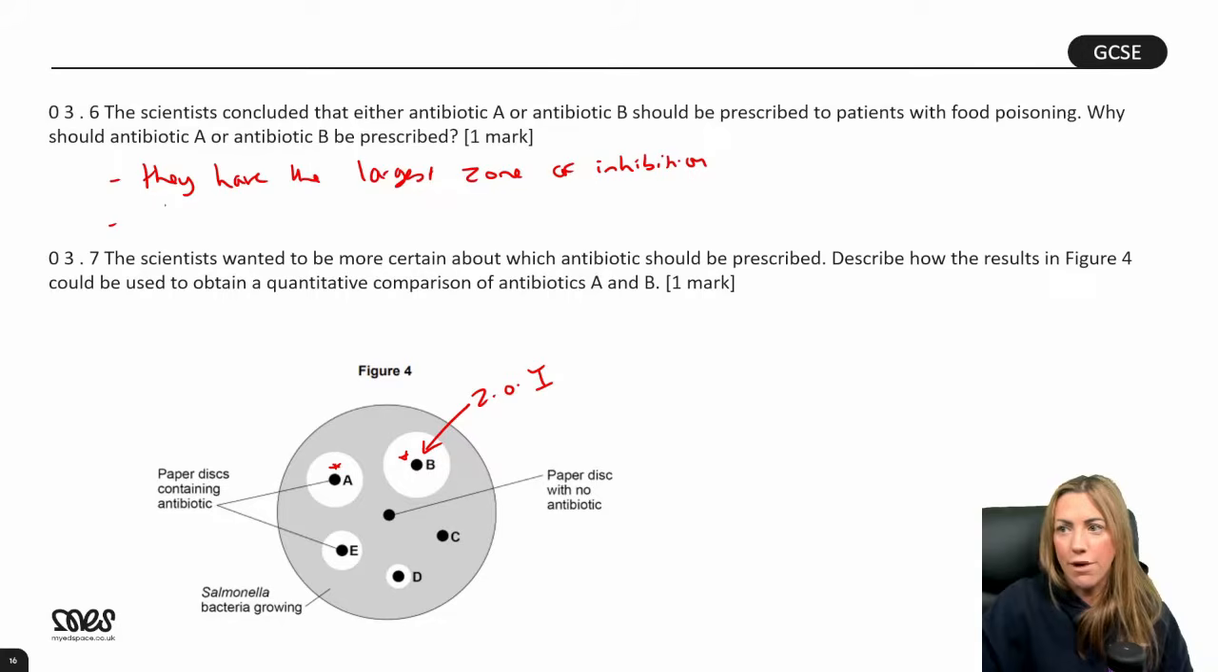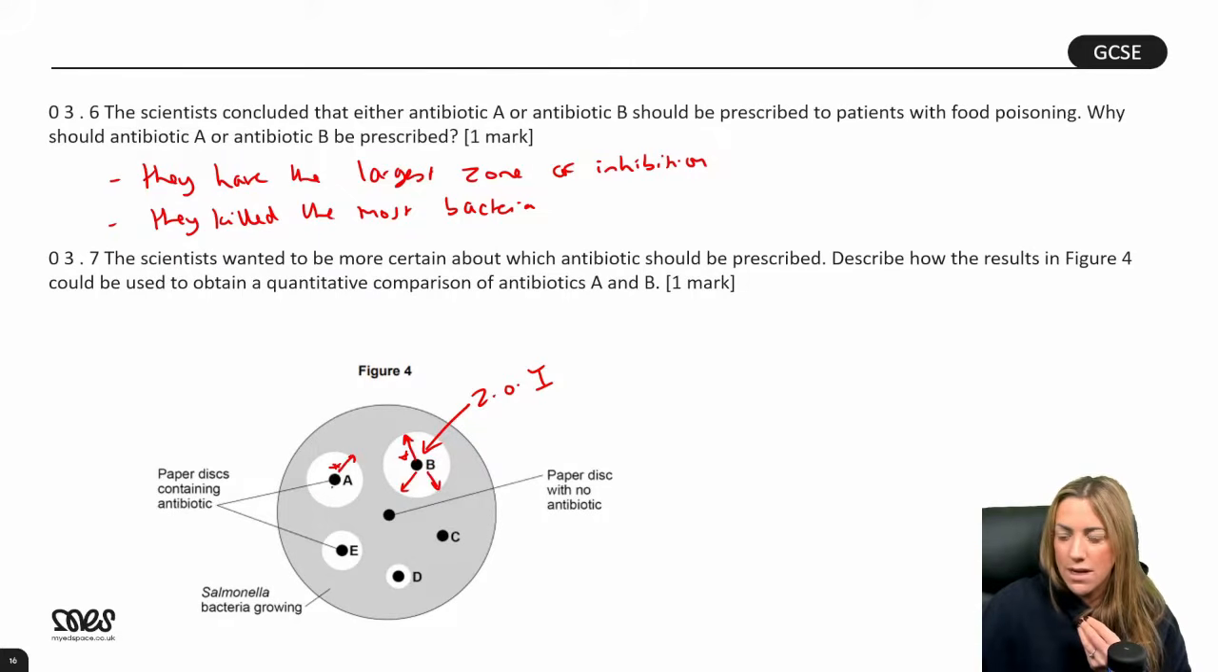If we don't know that phrase, we can say they killed the most bacteria. We can't just say clear zone, by the way. If you've heard clear zone, that's not good enough. We say largest zone of inhibition, or they have killed the most bacteria. Because look, you can see all of this area, all of the zone of inhibition is where the bacteria has been killed, and the area is much bigger for A and B than it is for, say, E or D.